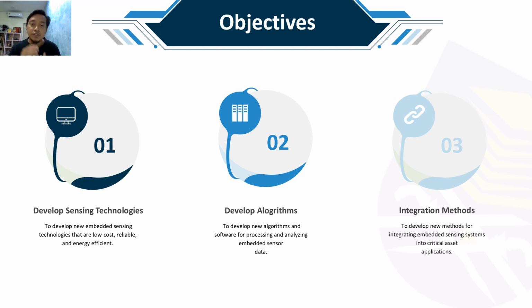Additionally, the system must be able to communicate with other systems and devices in order to provide real-time information on the condition of the critical asset.